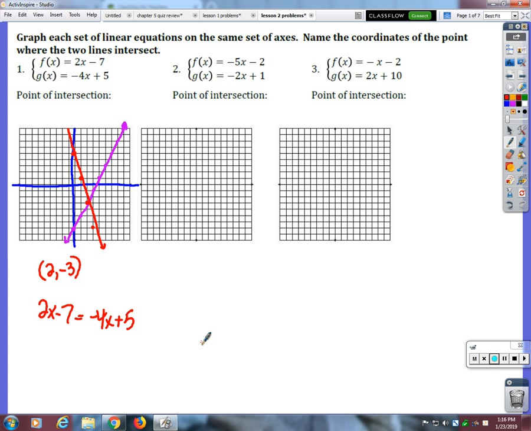Okay? So if I set these equal to each other, and I add 4x to both sides, then I have 6x minus 7 equals 5. And then if I add 7 to both sides, then I get 6x equals 12. So that means x equals 2, which is what we got for the intersection point.